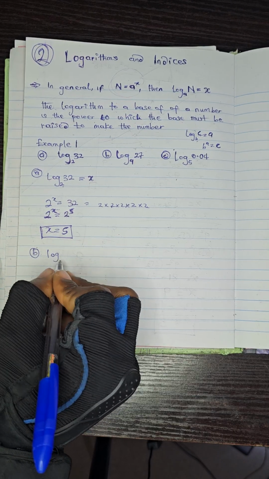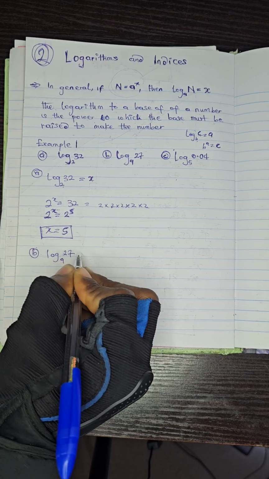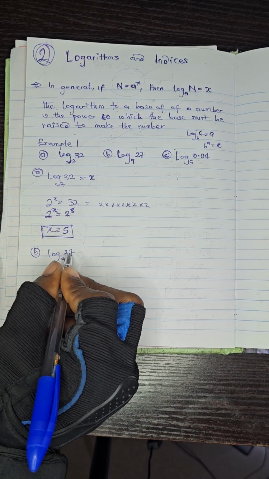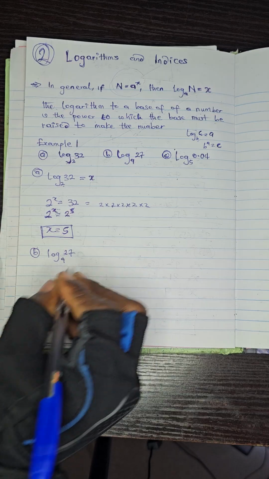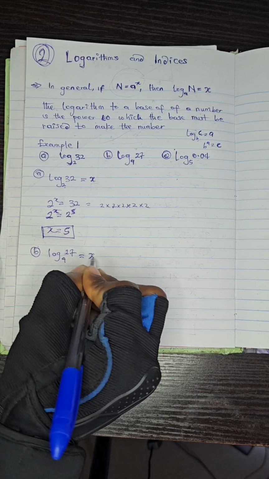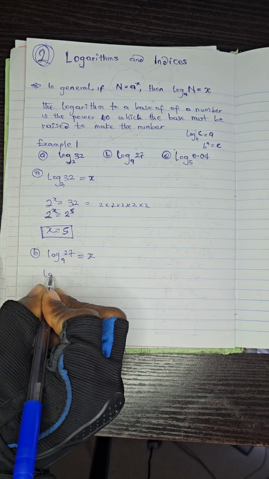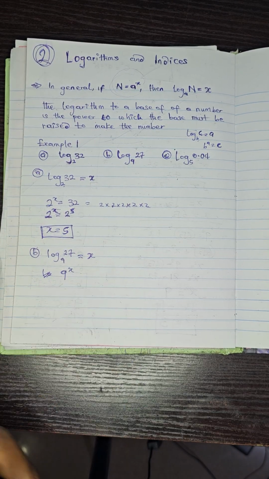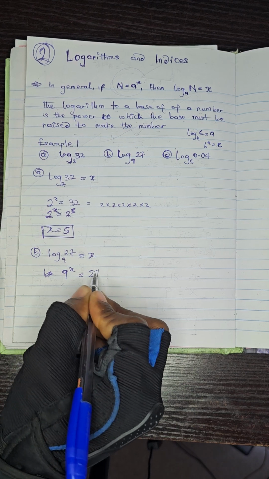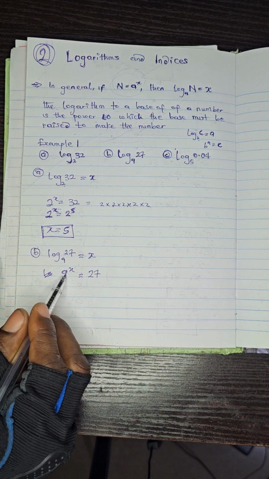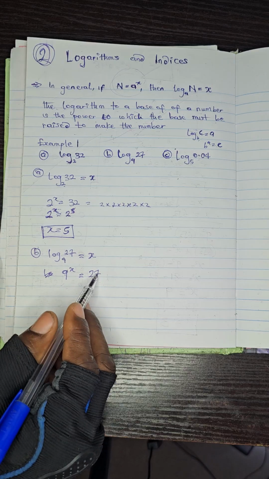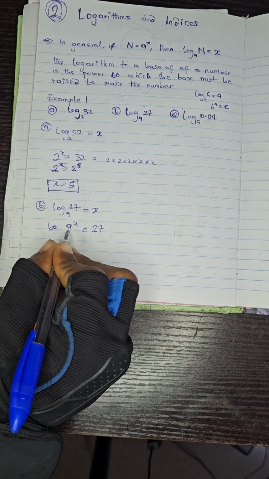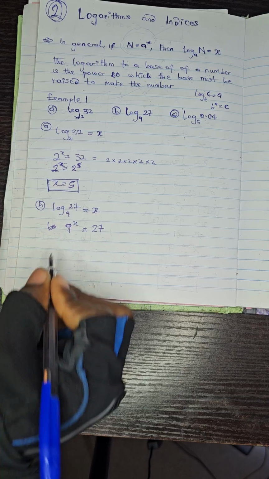Log 9 27. Now we are trying to look for what the power 9 will be raised to give you 27. So I will now say equal to x. I will now say log 9 raised to power x will give us 27. So 9 raised to power x will give us 27. So what we are going to do is to reduce this one to the smallest form and also reduce this one to the smallest form too. So the smallest form of 9 will be 3 raised to power 2.